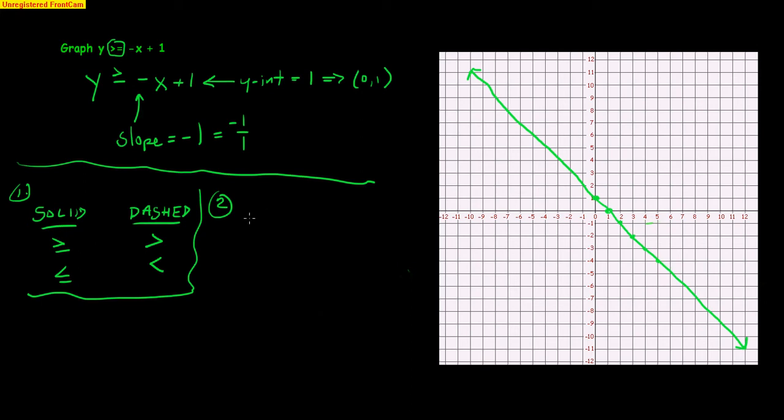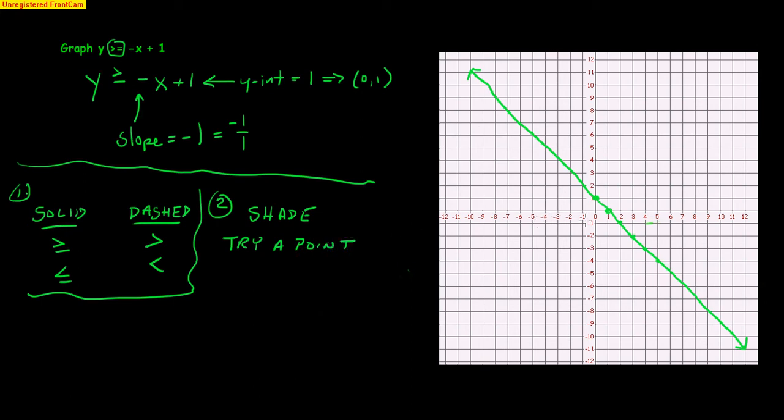Alright, now number two, when you have an inequality, you have to shade one way or the other. Okay, so I'm either going to shade all of this, or I'm going to shade all of this. Okay, and the way you figure that out is you try a point. You try a point that is not on that line. Okay, and here's what I do.